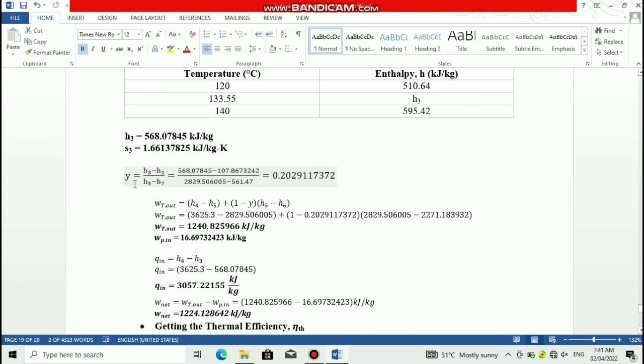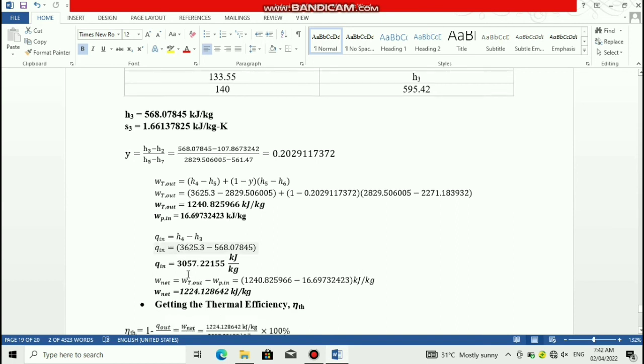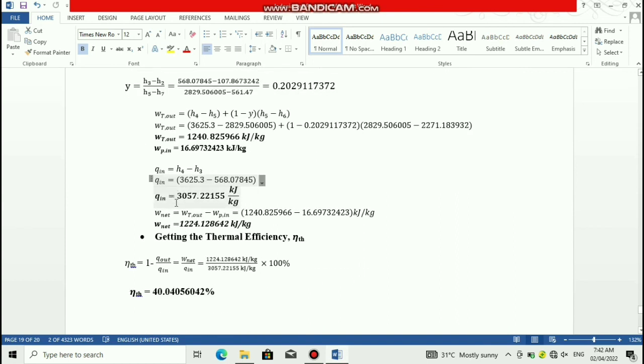So we proceed to get the value of Y. Using the formula, Y equals H3 minus H2 over H5 minus H7, we get 0.20291117372. Then we proceed to get the turbine work out equals H4 minus H5 plus quantity 1 minus Y times quantity H5 minus H6. We get the work of the turbine out as 1240.825966 kilojoules per kilogram, and the work of the pump, computed earlier, is 16.69732423 kilojoules per kilogram. So we proceed to get the Q in using the formula H4 minus H3. Q in equals 3057.22155 kilojoules per kilogram.